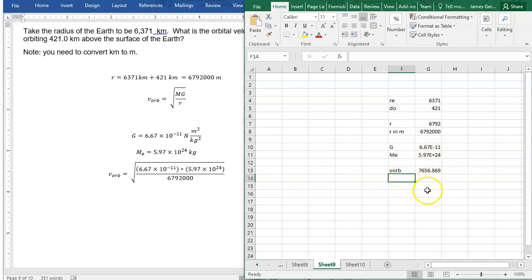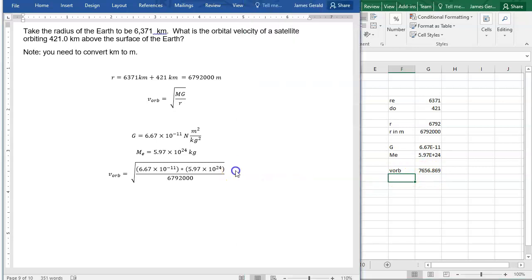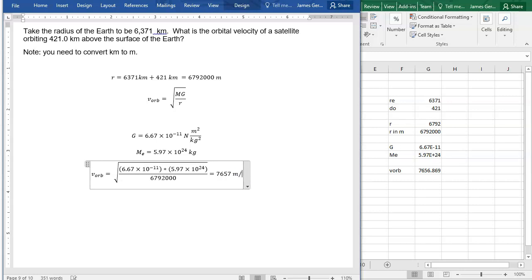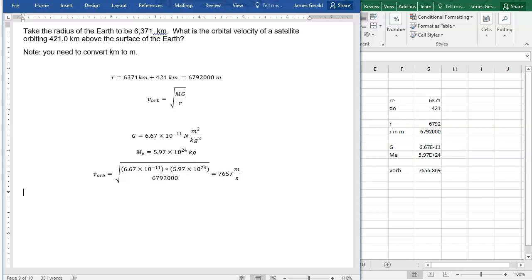7,656.9, we'll call it 7,657 meters per second. 7,657 meters per second. That's the orbital velocity at that height above the surface of the Earth. And that's it for this problem.